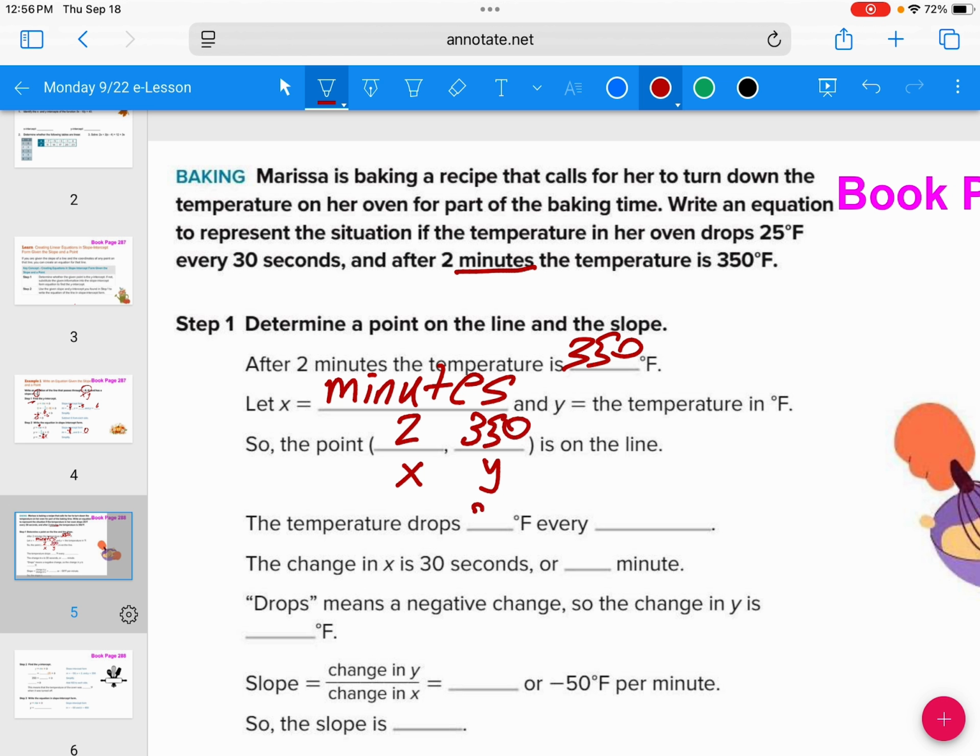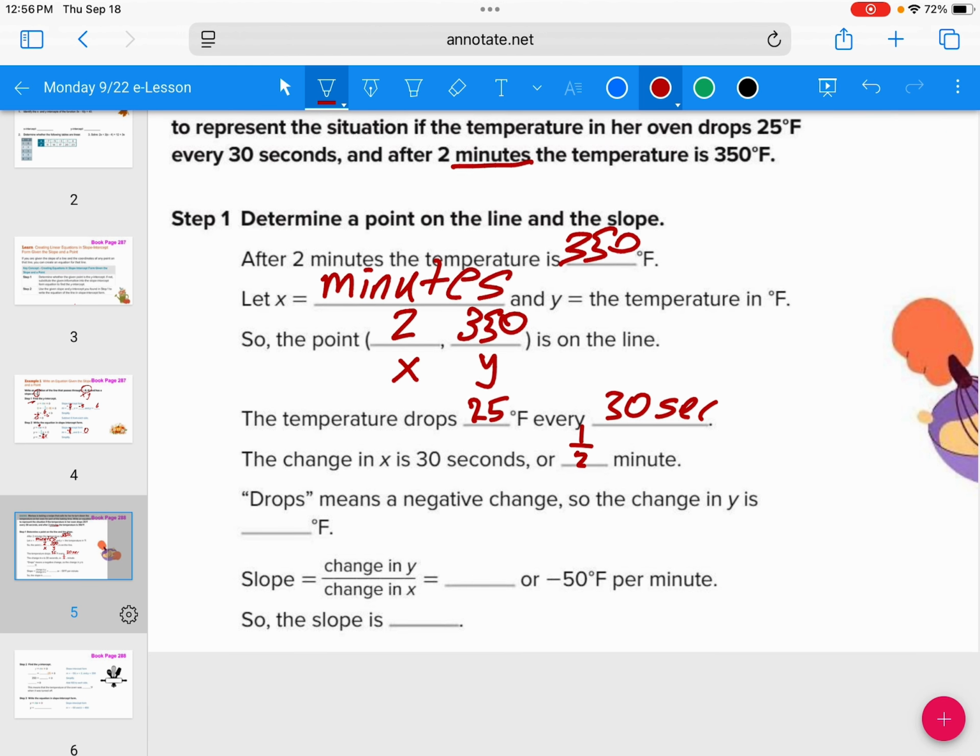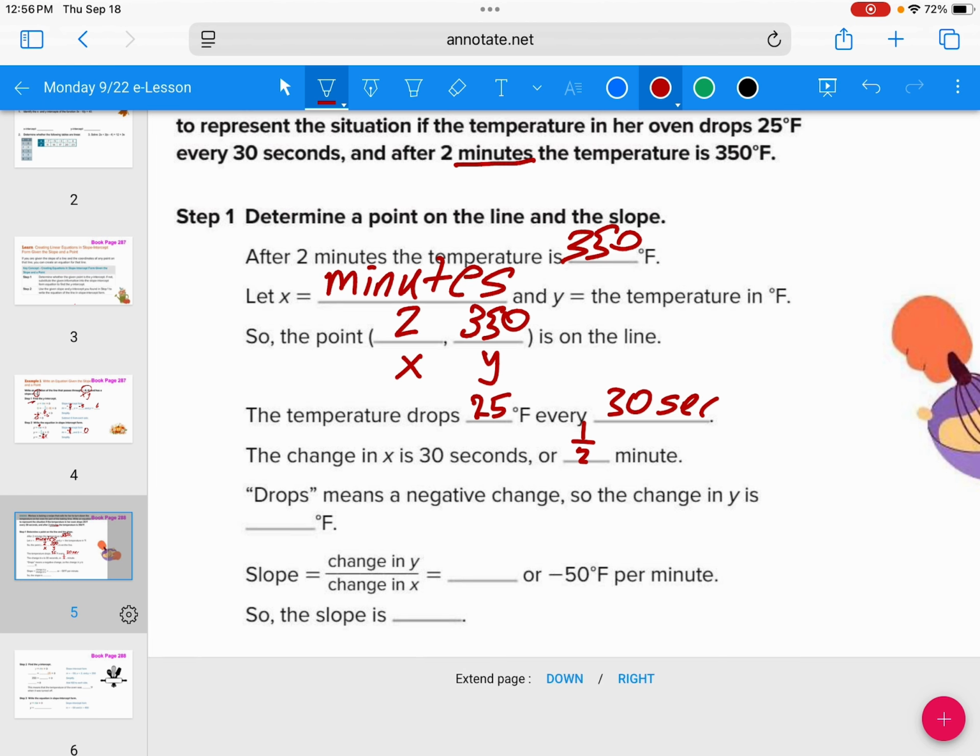The temperature drops 25 degrees every 30 seconds. The change in x is 30 seconds, or half of a minute. Drops means a negative change. So the change in y is negative 25 degrees. The slope is the change in y over the change in x. You may recall I wrote this recently as delta y over delta x, change in y over change in x.